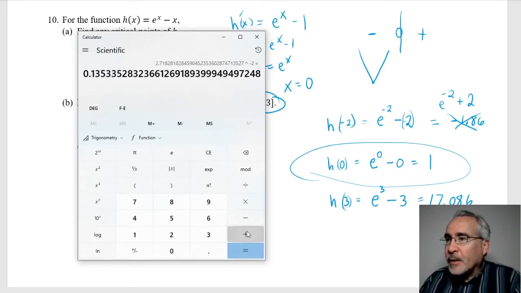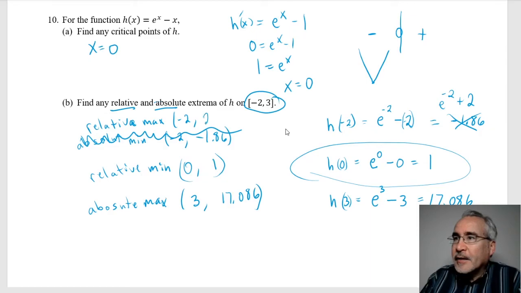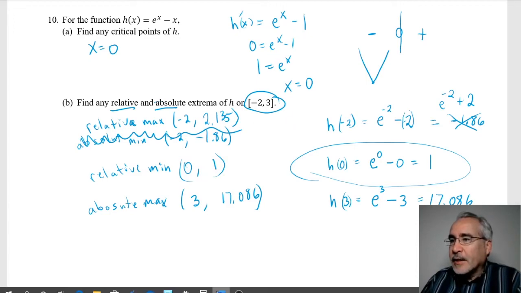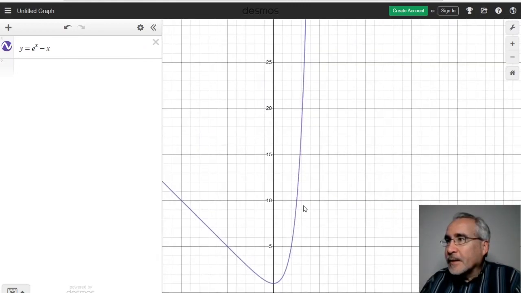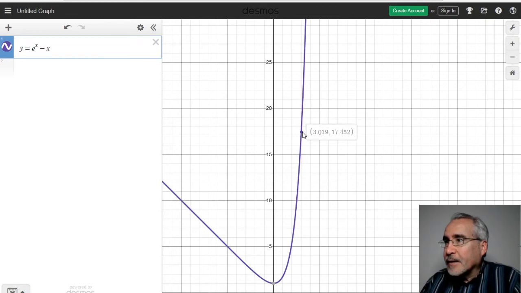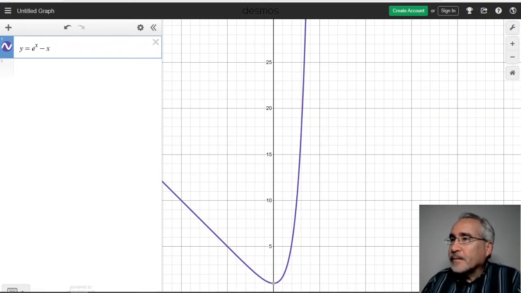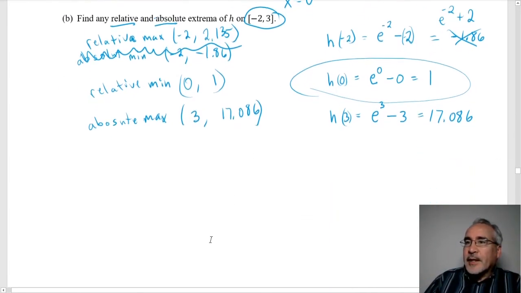I'll do that, and then it's going to be +2. It's 2.135, which again, we're going to see when we go to the graph. 2.135, exactly. And then when we go to 3, it's going to be about here. 17.86. So we've got those right.